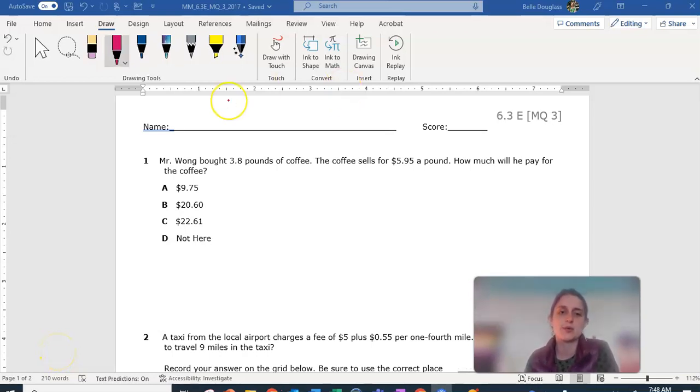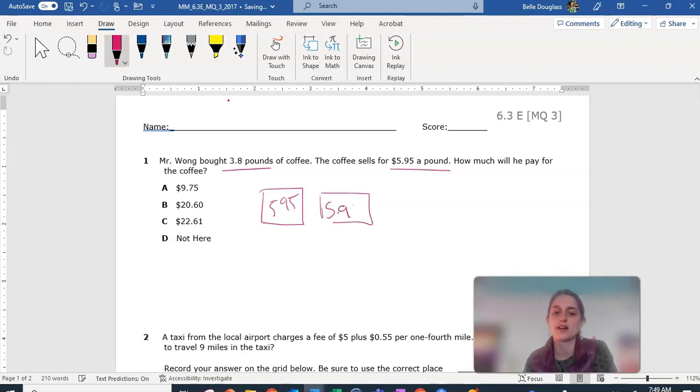Okay, so we have Mr. Wong buying coffee. He bought 3 8/10 pounds of coffee, and it costs $5.95 a pound, or per pound, for every 1 pound. How much will he pay for the coffee? So he's got a pound of coffee here, that's $5.95. A pound of coffee here, that's $5.95. A pound of coffee here, that's $5.95. And 8/10 of a pound of coffee here, which is going to be like 0.8 of $5.95.